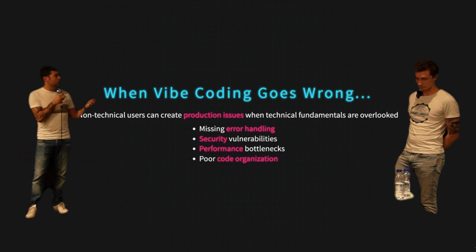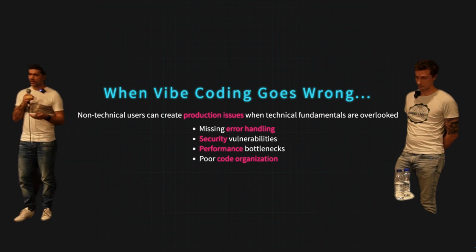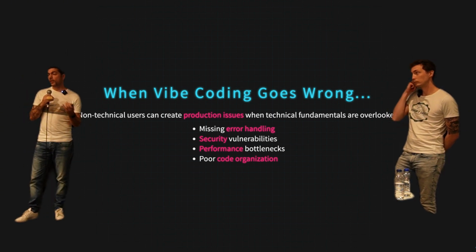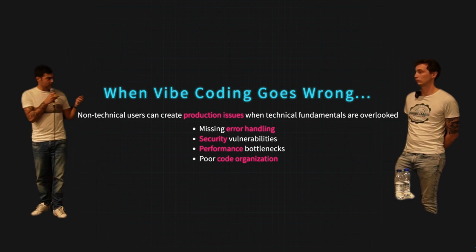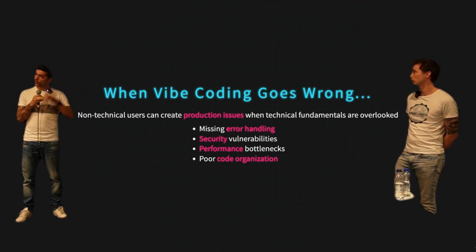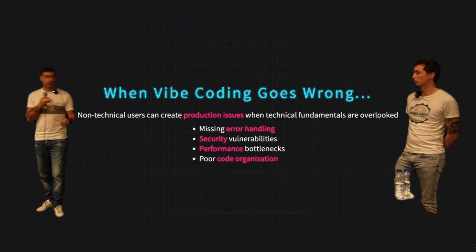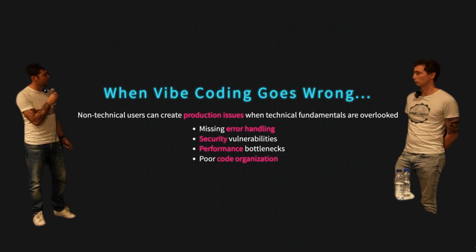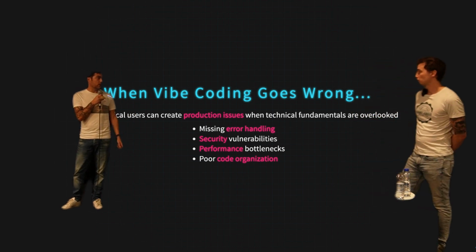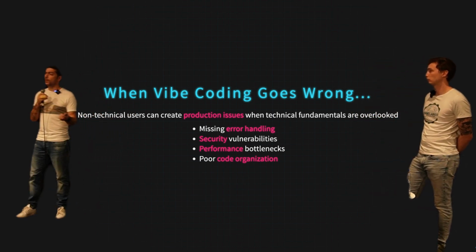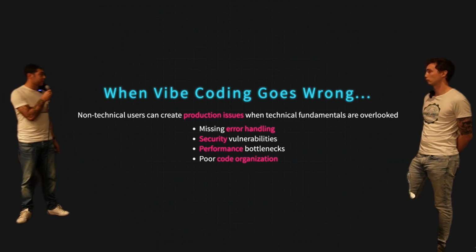So when vibe coding goes wrong, non-technical users very easily create issues that they don't even have the ability to detect in early stages. Like I said, our shop looked really good on the screen. The problem started when users tried to interact with it. So there were some red flags that a non-technical user would easily overlook. No error handling, security vulnerabilities. I know someone here is going to talk about security. I do not recommend vibe coding security.